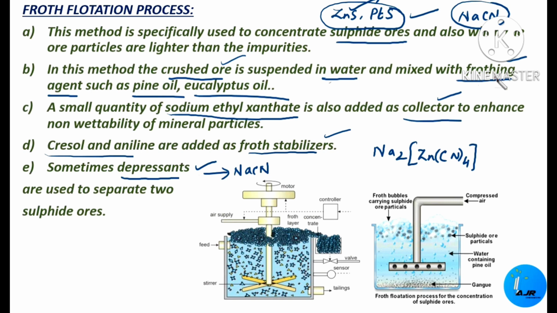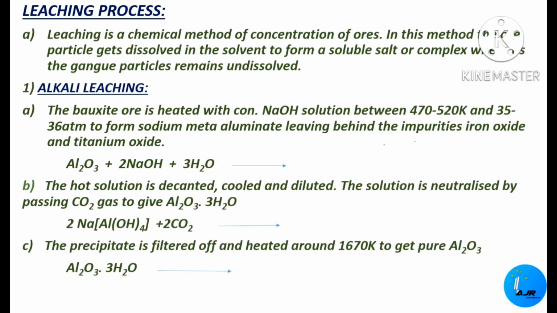So these are the points coming under froth flotation. You should be thorough with the frothing agents, the collector, froth stabilizers, and the depressants. The next important methodology is the leaching process. What is leaching? Leaching is a chemical method of concentration of ores. In all the other techniques, we are using water washing and magnetic rollers, and in the previous one, we are using an agitator with different types of substances, whereas here, leaching is a chemical method of concentration of ore.